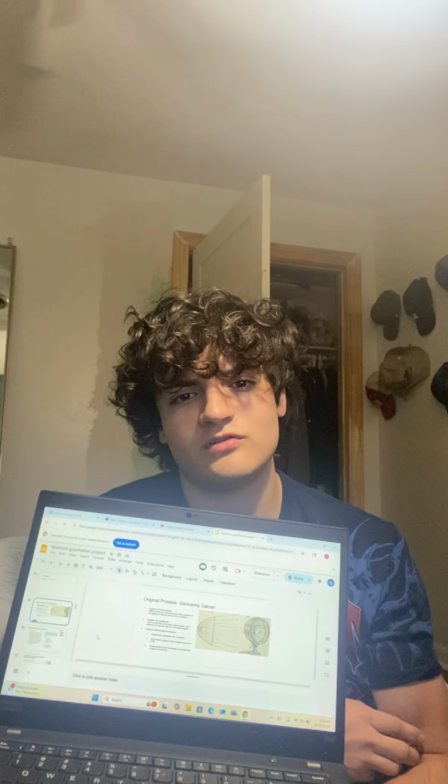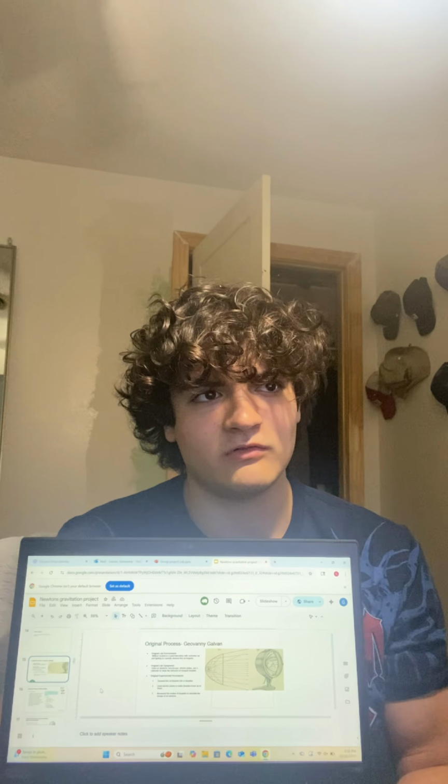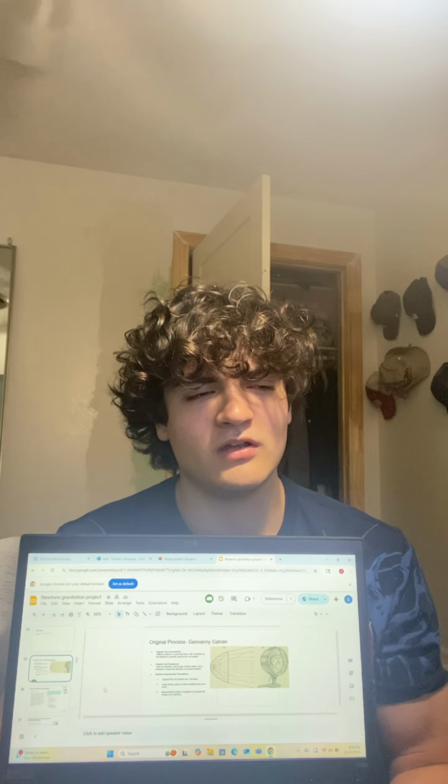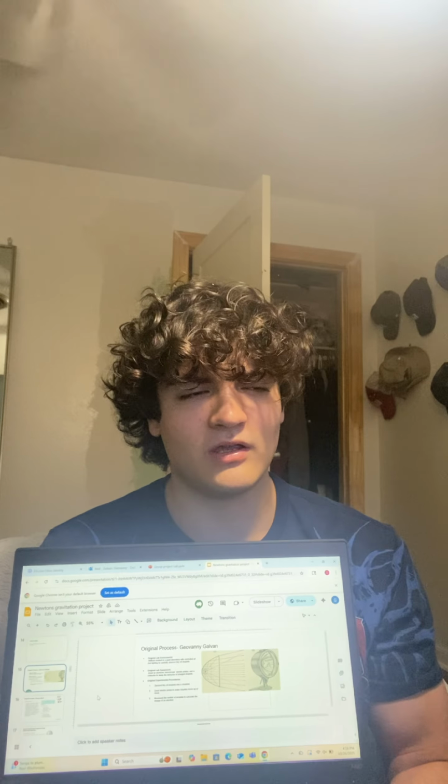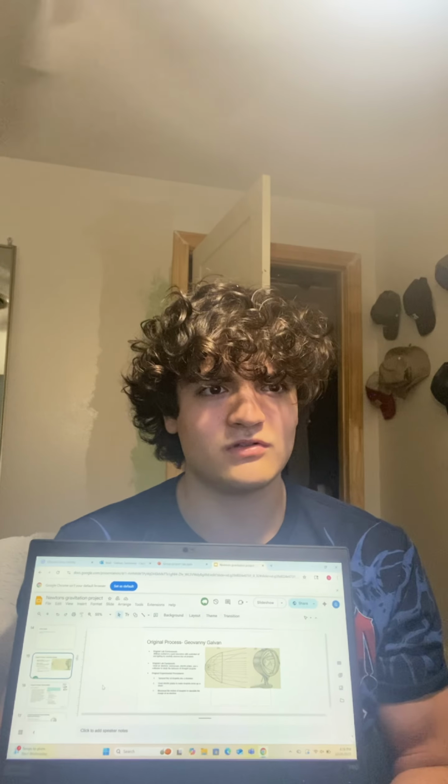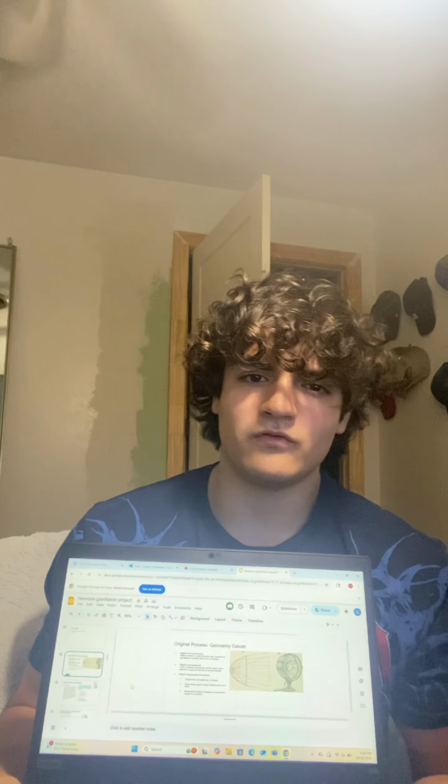charged droplets. In the original experimental procedure he had, step number one, he would spray tiny oil droplets into a chamber. For step number two, use electric plates to make droplets move up and down. And for step number three, measure the motion of droplets to calculate the charge of electrons.